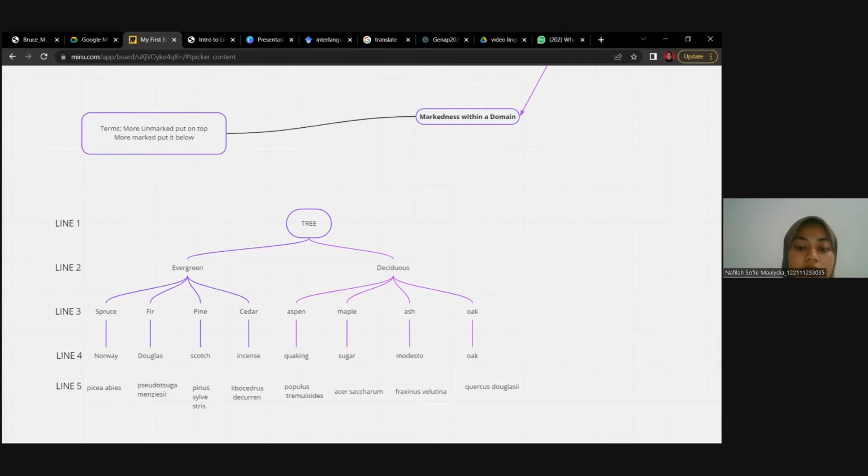Notice as you read the chart in figure 6.2 from top to bottom, the term becomes more marked the further down you go. The most marked term is the scientific name, which only refers to one species or subspecies. Another example of markedness within a domain is like this mind map.